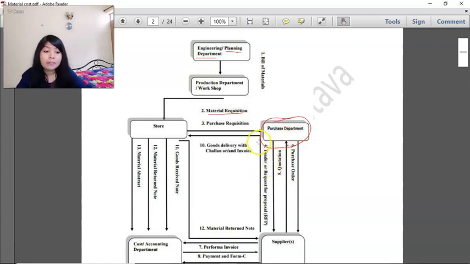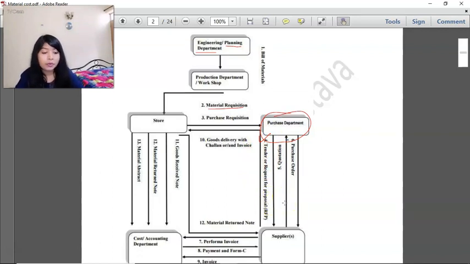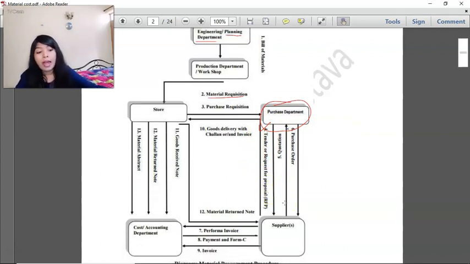Then the purchase department will issue a tender or request for proposal to different suppliers. Suppose I need 100 kg of cotton and I have contacted 5 suppliers. I'm asking for the rates from all the suppliers, and the supplier with the minimum rate and the best quality, obviously, is the one I'm going to accept.